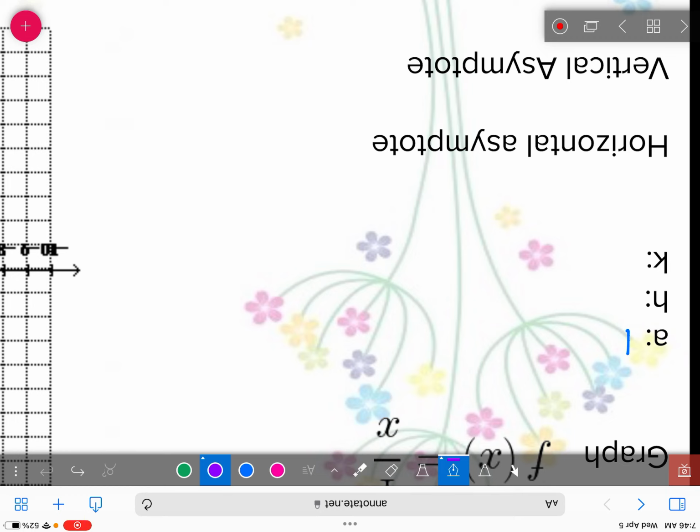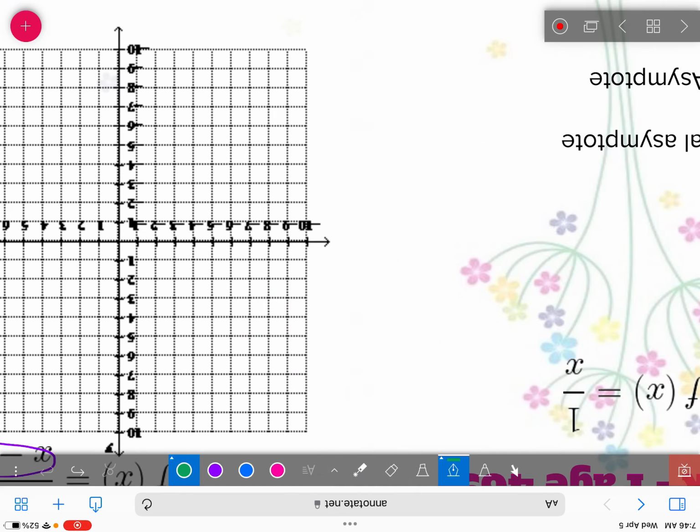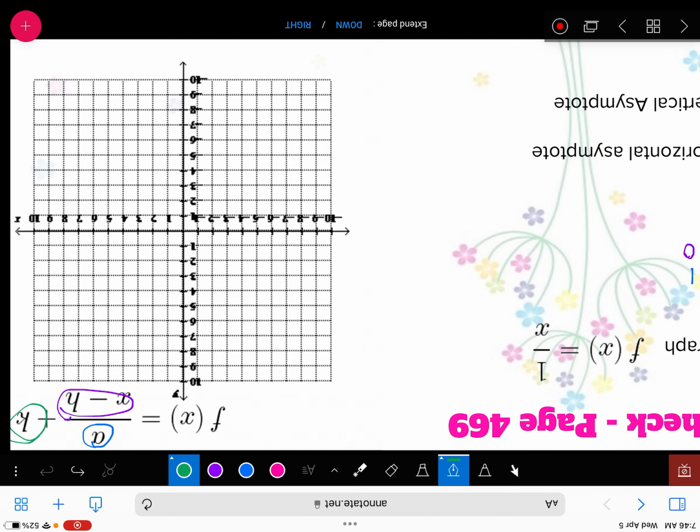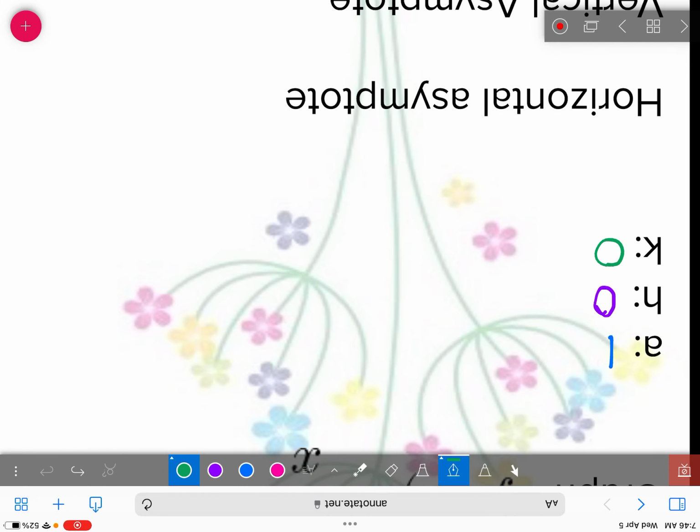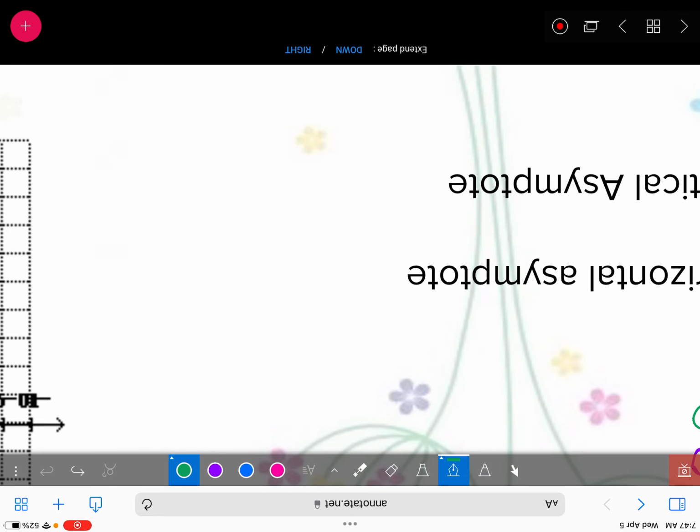When x is by itself, when x is 0. And our k is added on the end. Let's add it over here. Nothing. Math word for nothing? 0. So we're going to have a horizontal asymptote when y equals 0 and a vertical asymptote when x equals 0.